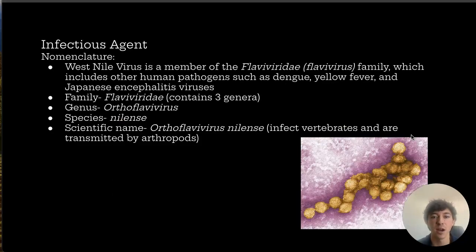The infectious agent, it's a member of the Flaviviridae family, which is also flavivirus. There are three genera in this. The other two are hepatitis C virus, which is hepatitis C, and then pestivirus, which affects hoofed animals. For this family, though, it also includes other human pathogens such as dengue, yellow fever, and Japanese encephalitis virus. The scientific name is Orthoflavivirus nilens, and this is because it infects vertebrates and is transmitted via arthropods.